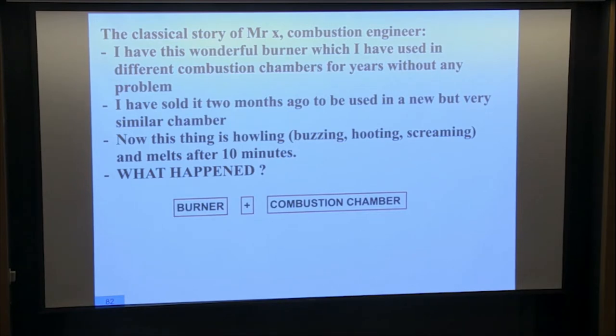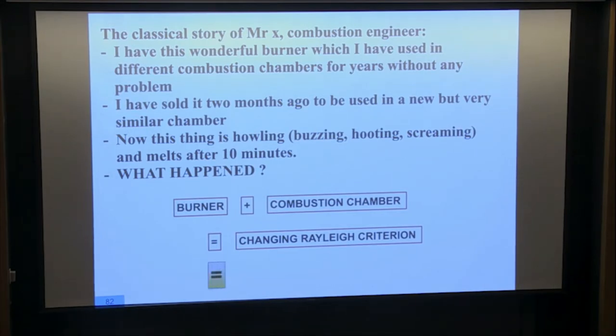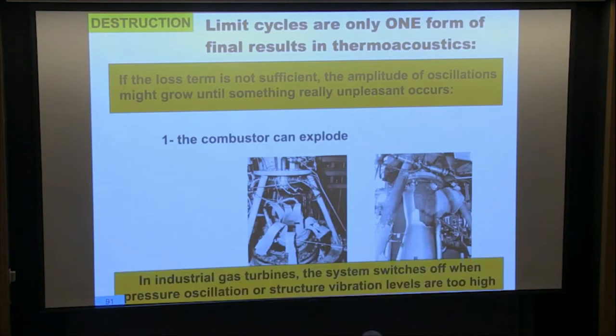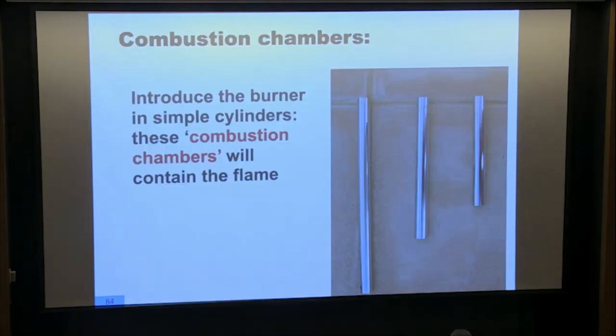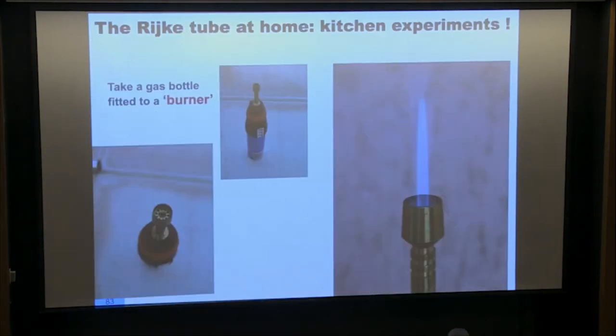Now, when you change either the burner or the combustion chamber, you may be changing the Rayleigh criterion and you don't even know it. And then you may be heading for big troubles, okay? Even if you don't know it. So let me go back to this example.